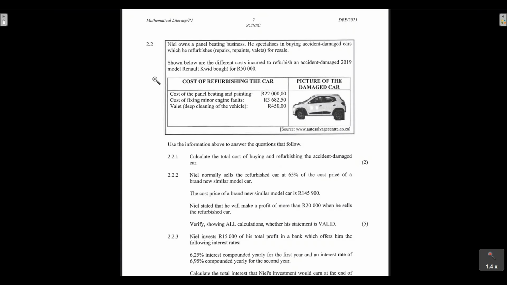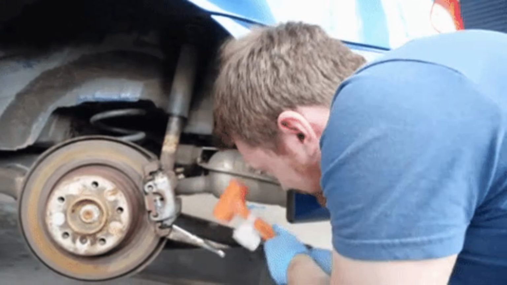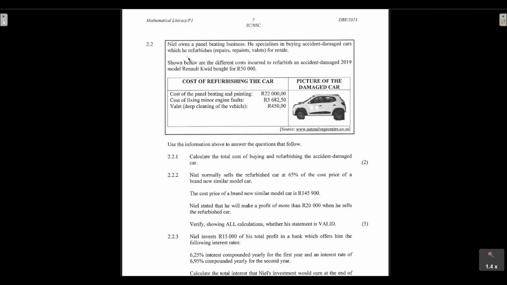Like I mentioned, we're going to be tackling question 2.2, and question 2.2 deals with cost price and selling price. Okay, so let's have a look. It says Neil owns a panel beating business. He specializes in buying accident damaged cars, which he refurbishes. When he refurbishes the cars, he basically repairs them, repaints them, and valets them for resale. Shown below are the different costs incurred to refurbish an accident damaged 2019 model Renault Kwid, bought for 50,000.